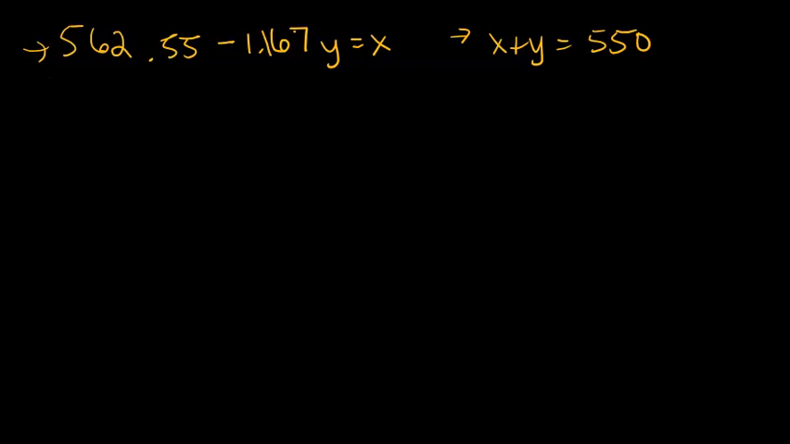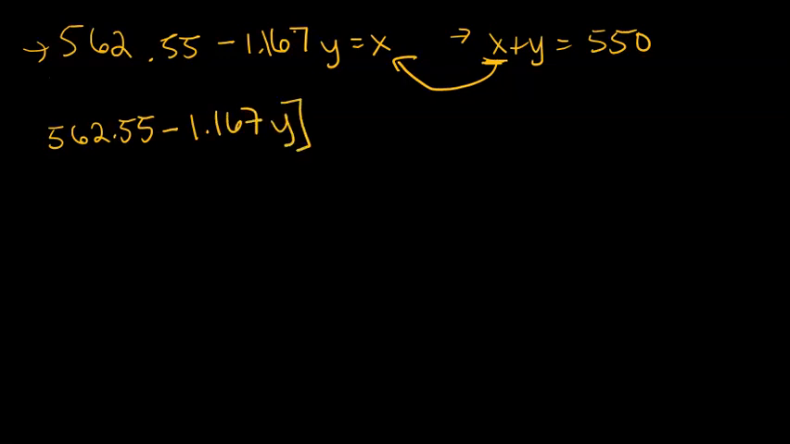We're going to replace this x with this x. So what I'm going to end up with is 562.55 minus 1.167 y, right here, plus y equals 550. I hope you see what I did. All I did was take this x and then I just replaced it with all of this stuff. That's all I did. And now we can start solving a little bit.